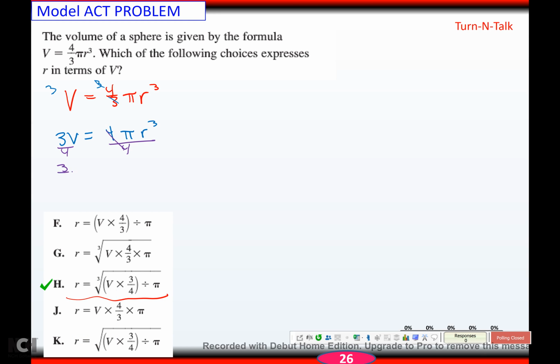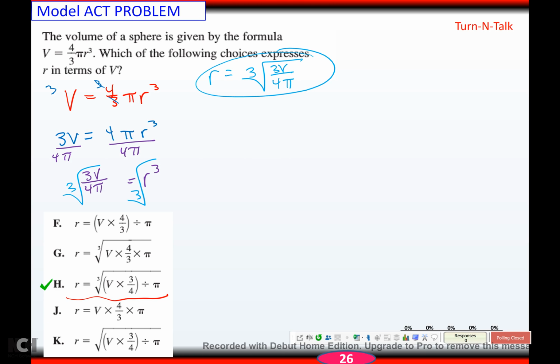and I get 3V over 4 equals pi. Actually, you know what? Sorry. I wouldn't just divide by 4, I'd divide by 4 pi. So that would give me r cubed equals 3V over 4 pi. And then to get rid of the cube, I would cube root, and I would say that r equals the cube root of 3V over 4 pi.